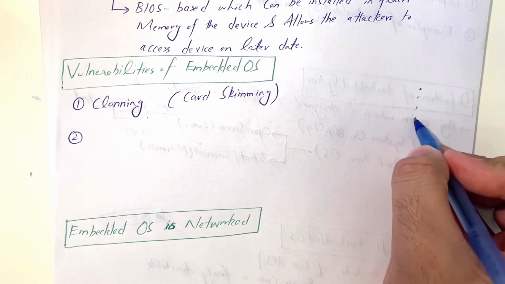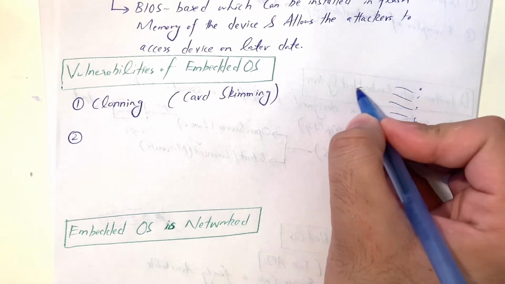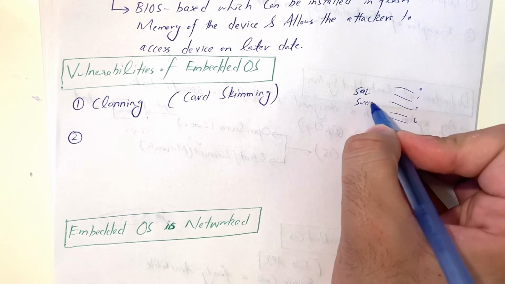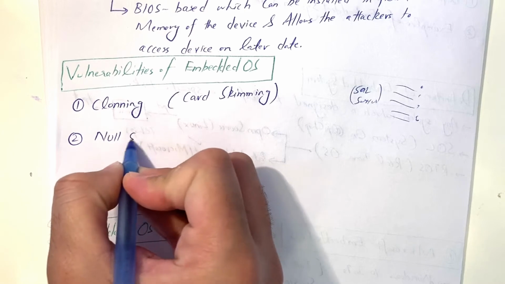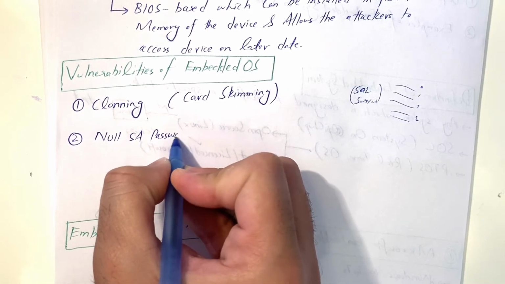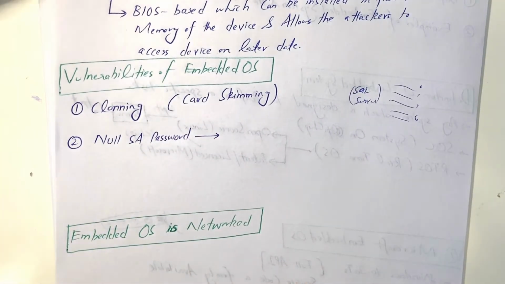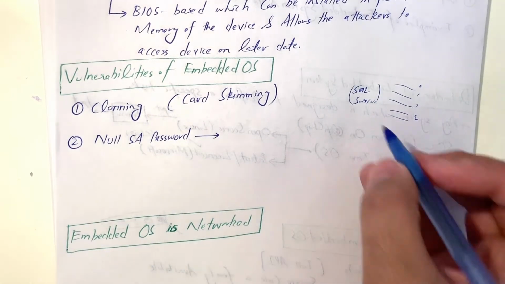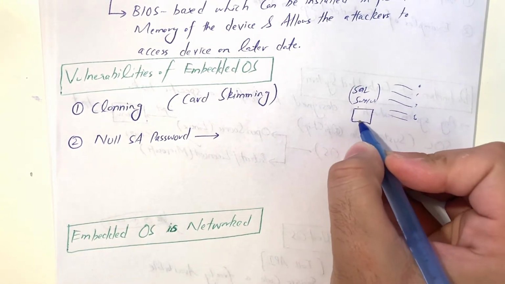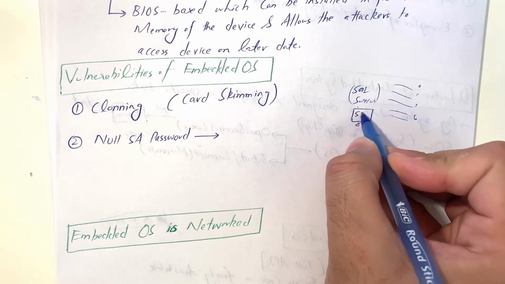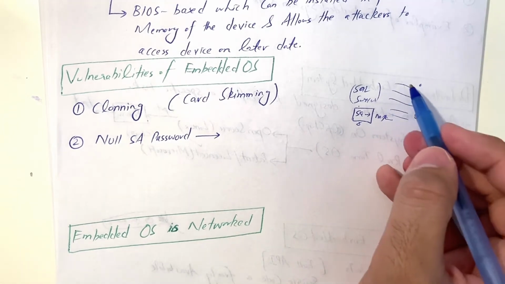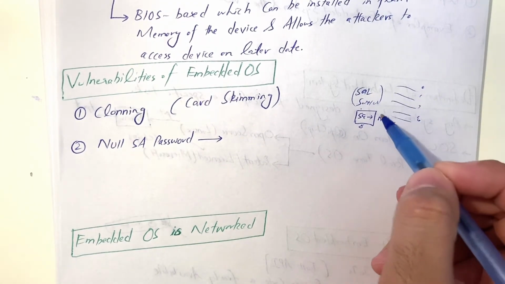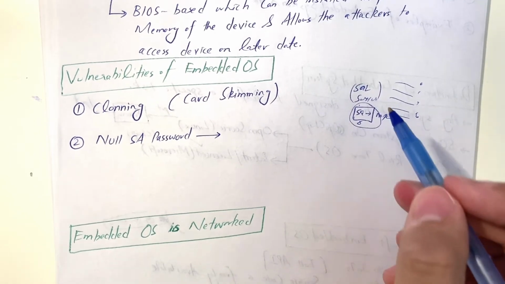The second problem is, let's say these sensors respond to a SQL server. As you know, SQL server has a typical vulnerability, which is called null SA password. Null SA password is basically a null system admin password. By default, SQL server does come with an SA account, a system admin account, with no password. So there is no password for the system administrator if we keep the default.